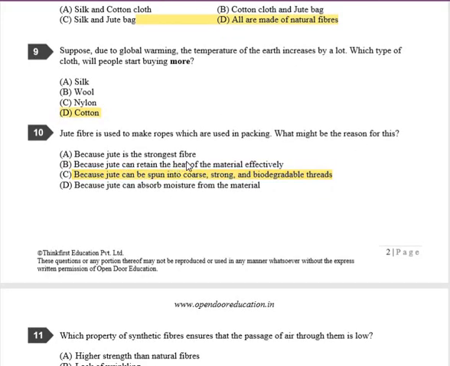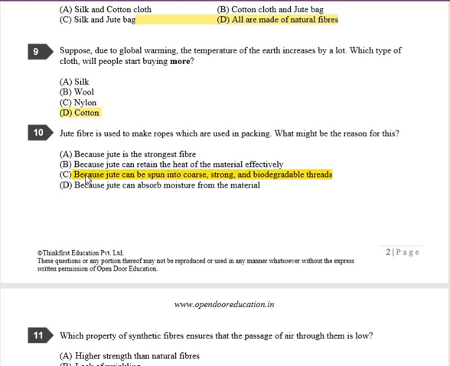Because jute is the strongest fiber? No, jute is not the strongest fiber, just one of the strong fibers. Next, because jute can retain the heat of the material effectively? No. Because jute can be spun into coarse, strong and biodegradable threads. Because jute can absorb moisture from the material? No, this option is also wrong.